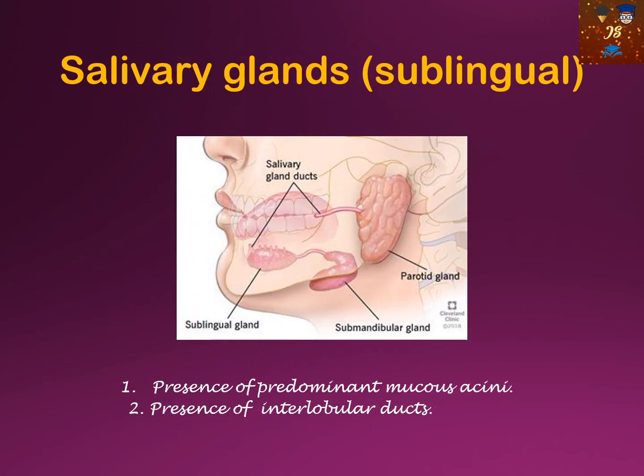Now here comes the sublingual gland. This is the sublingual gland, and you can see that the submandibular and sublingual are interrelated to each other. A predominant amount of mucus acini is present here with the interlobular ducts. So there are three pairs of glands: parotid gland, submandibular gland, and sublingual gland.